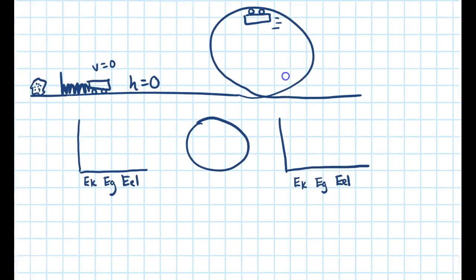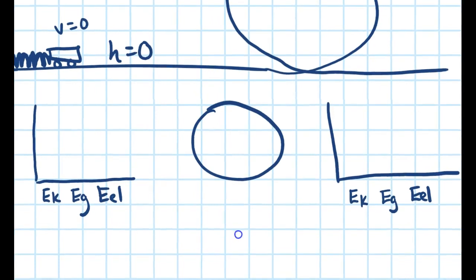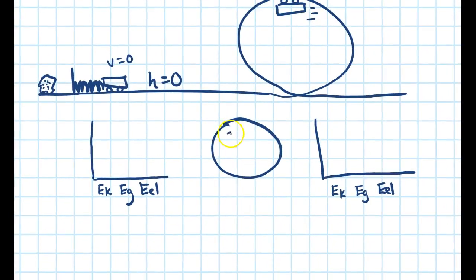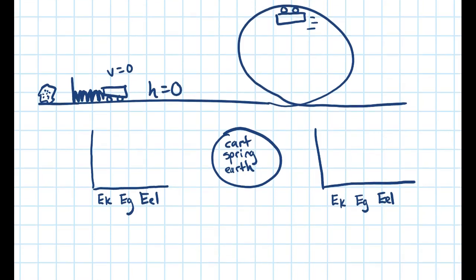So first of all, I've defined height 0 to be right here. You can see my energy detector right here. And I need to choose a system. So I'm going to choose the cart and the spring and the earth. And I'm just going to make the assumption right now that this is a frictionless track, so we're not going to generate any heat. So I'm going to leave the track out of my system for now.